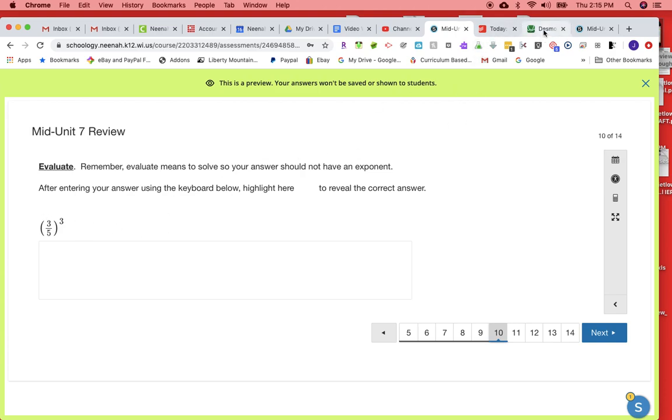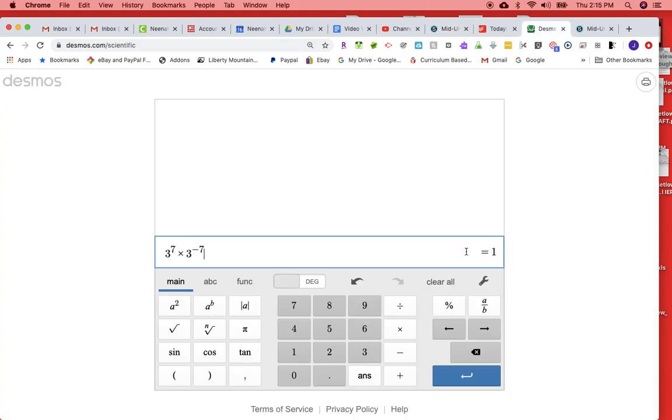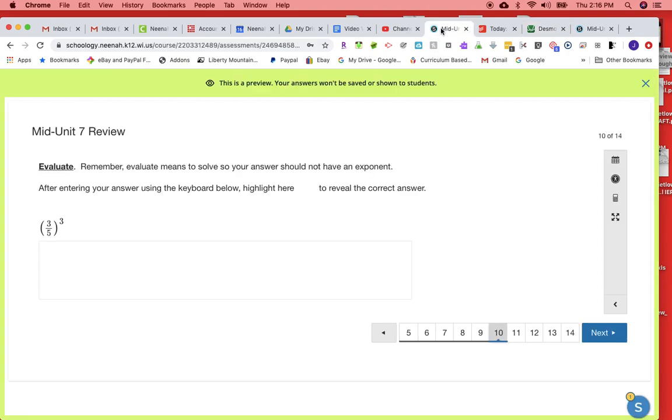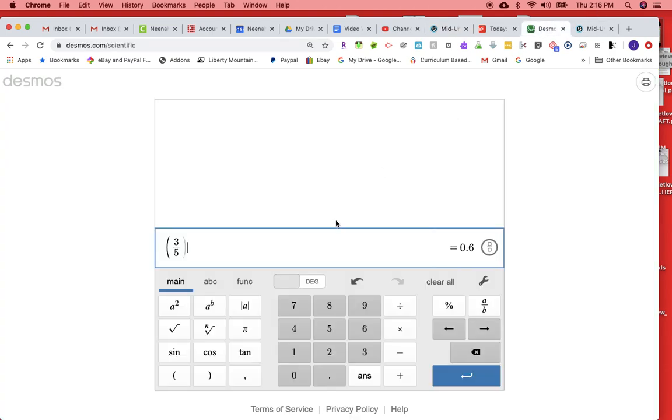So I'm just going to type it in: 3/5 to the 3rd. I want to clear this. I'm going to put in parentheses, because we have to include parentheses when we're dealing with fractions. I'm going to press the fraction button, 3 over 5. I'm going to push the arrow key so I'm on the other side of that parentheses. Now I need it all raised to the 3rd power, so I'm going to push A to B and say to the 3rd power.